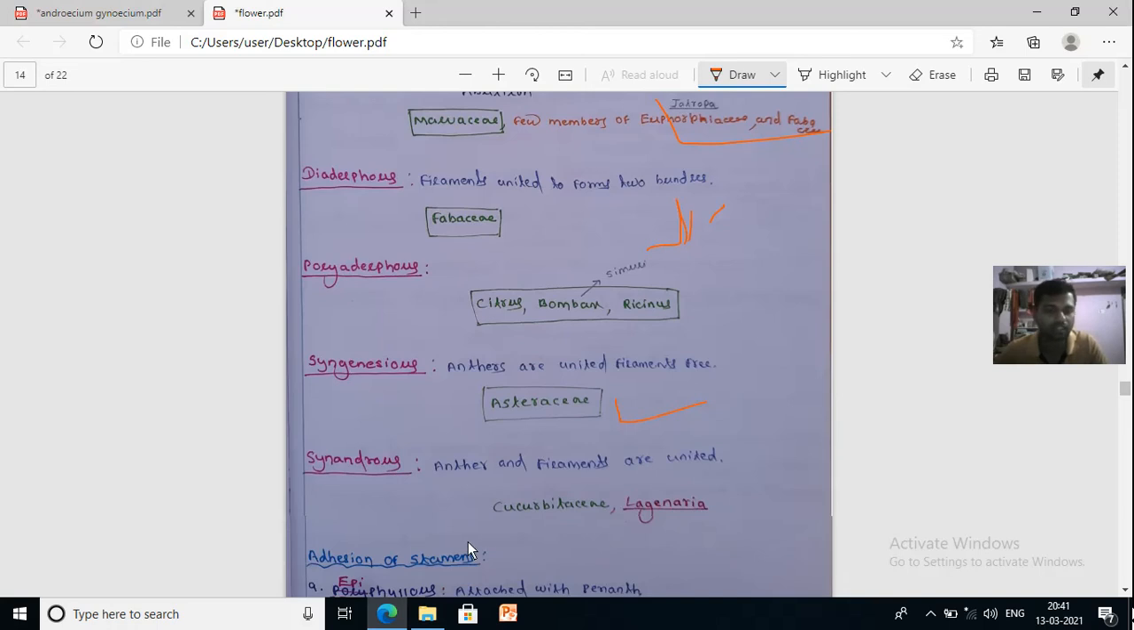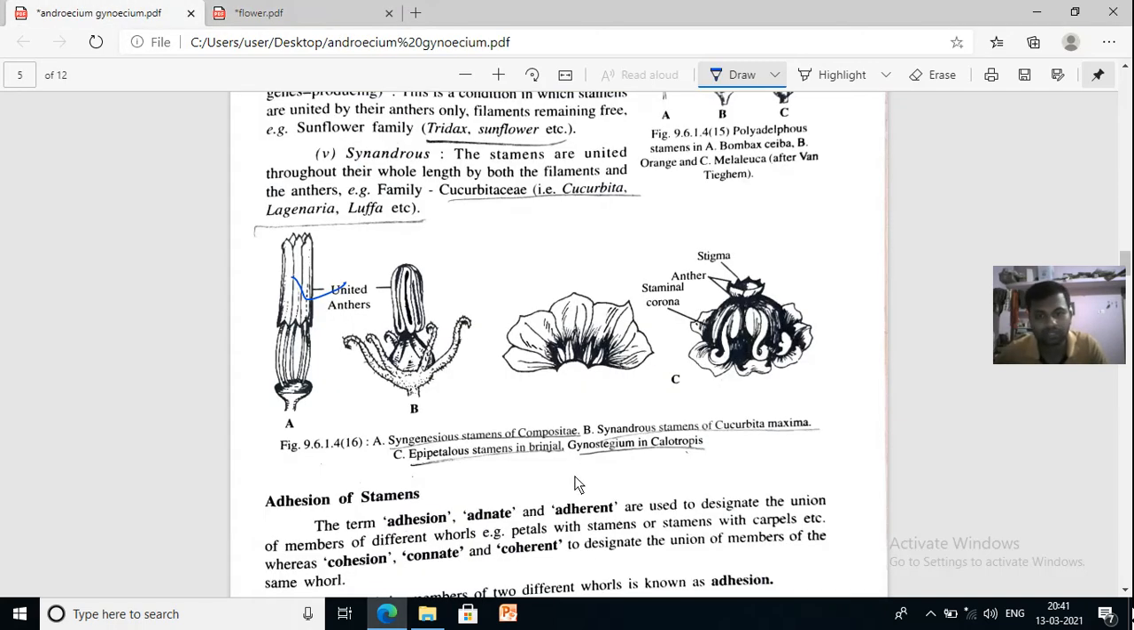Next is the synandrous condition. If the anthers and filaments are all united together, this is the synandrous condition. Now this B is the synandrous condition. Here all are joined together. This is the synandrous condition.